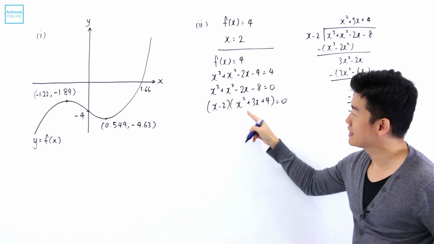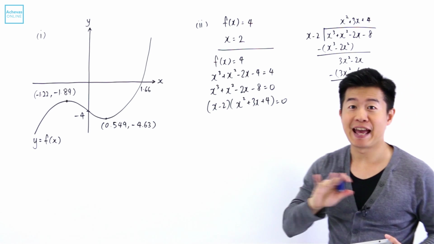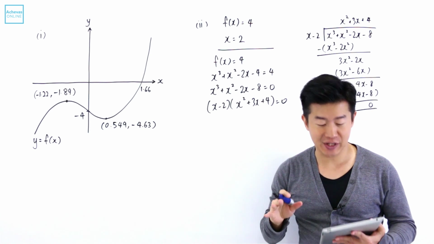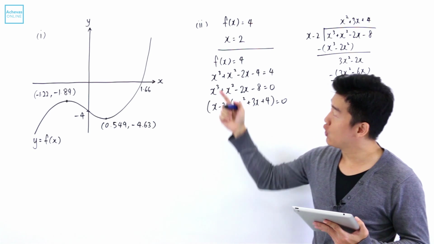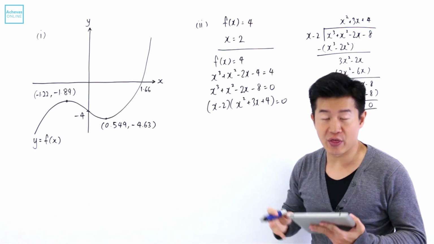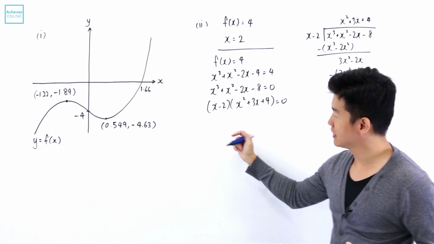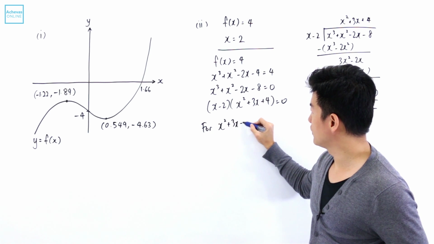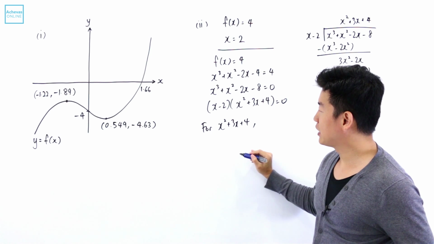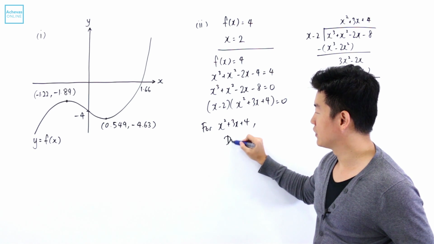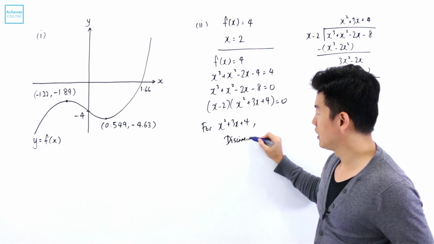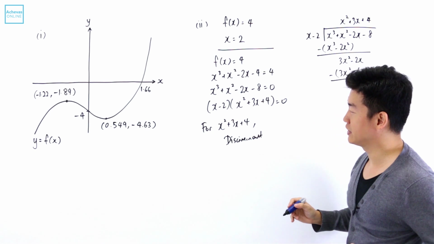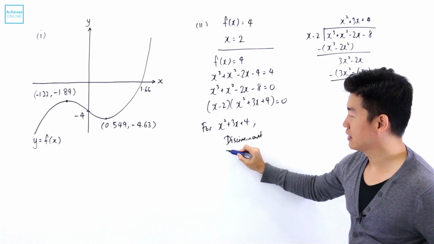What we need to now show is that this quadratic factor has no real solution. Then we will be able to prove that for f(x) = 4, there is no other real solution. So I'm going to look at just x^2 + 3x + 4. Since this is a quadratic expression, let's look at the discriminant.